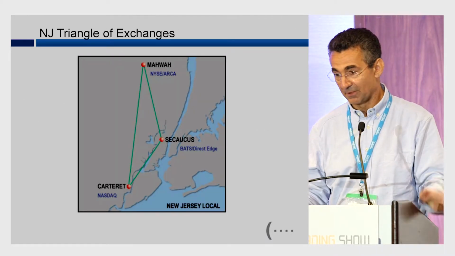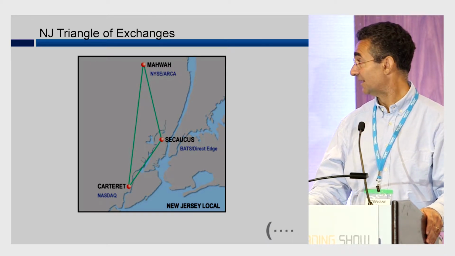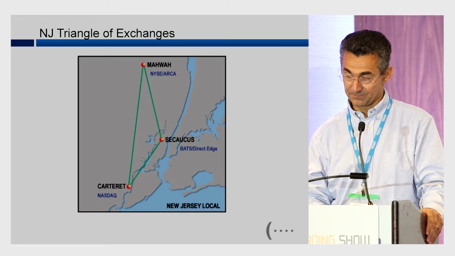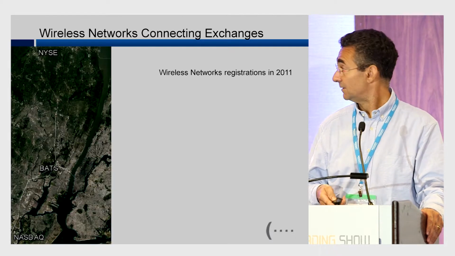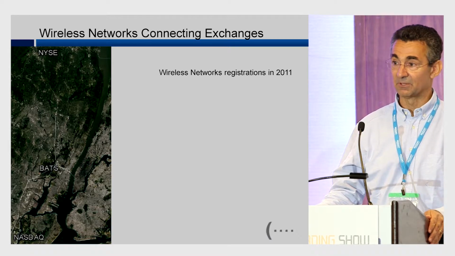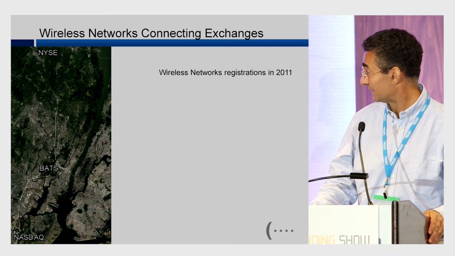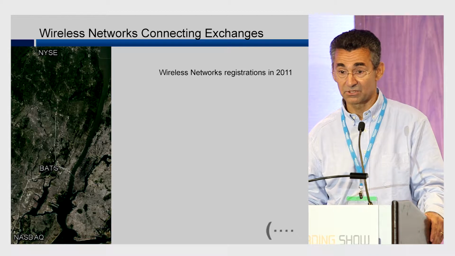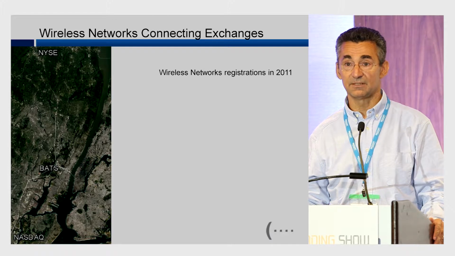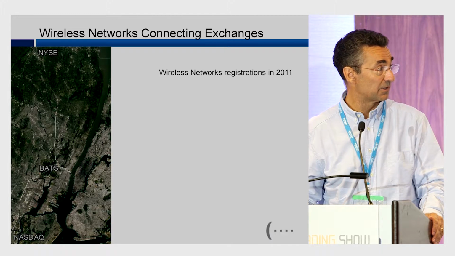Let's look at the mother of all triangles, the mother of all equity trading in the world, the New Jersey Triangle, and really let me focus on the transport layer now and look back in history, way back when it used to be all fiber. In 2011 there used to be, I don't know if you can see that well, a little bit of white. Those are the first registrations of wireless networks.